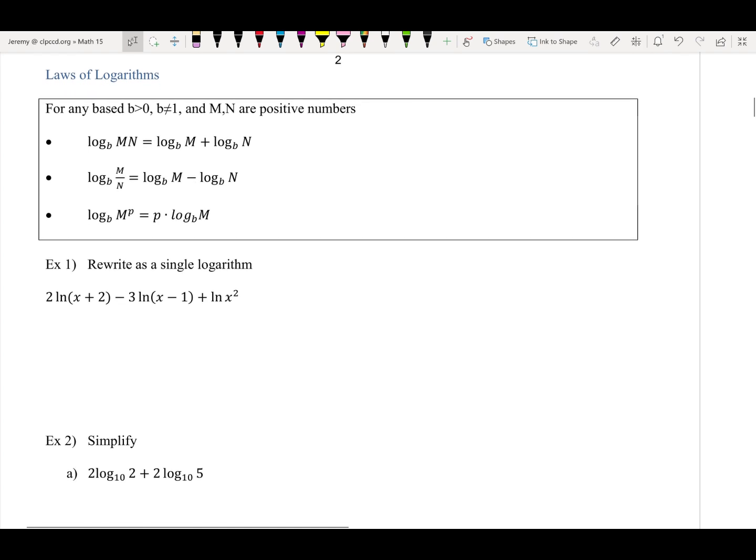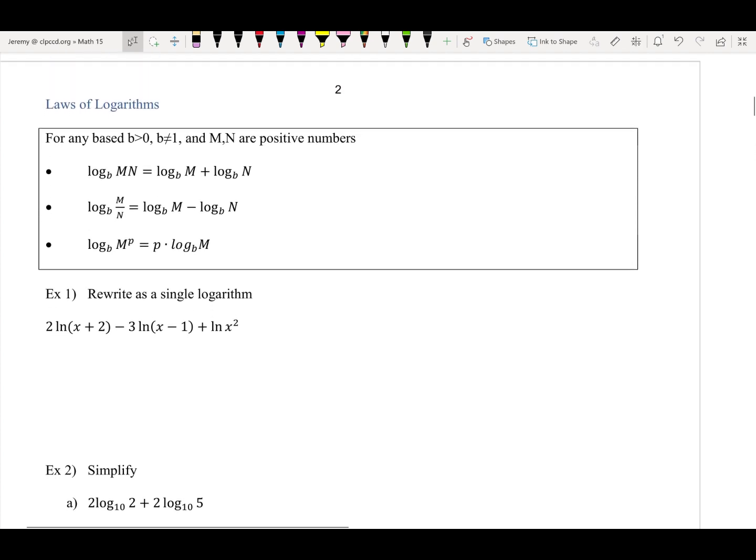Okay, now I just want to do a little bit of review of the properties of logarithms because we're going to be working with these quite a bit, so got to make sure we know these. Again, like always, we're assuming that the base is positive and not equal to 1. And for these properties, we're going to assume that m and n are positive numbers. If we are taking the logarithm base b of m times n, this is equal to log base b of m plus log base b of n.